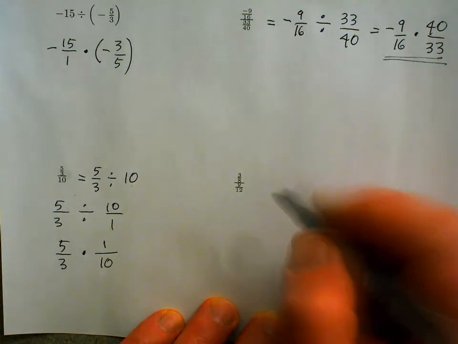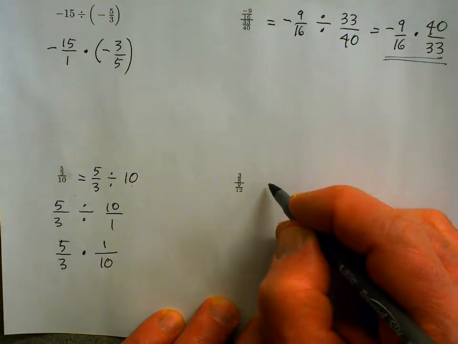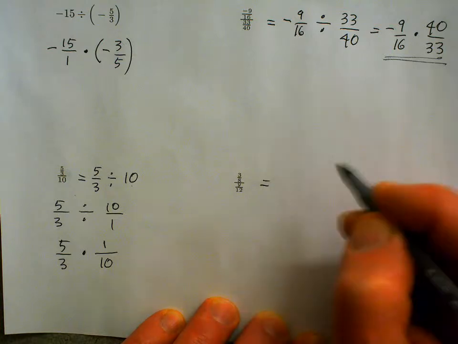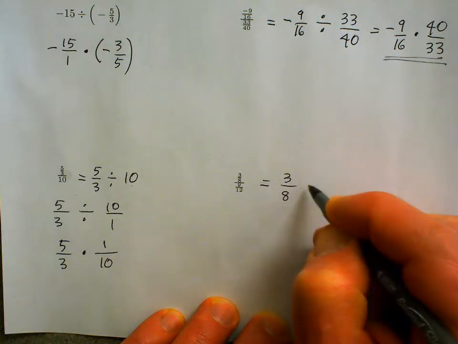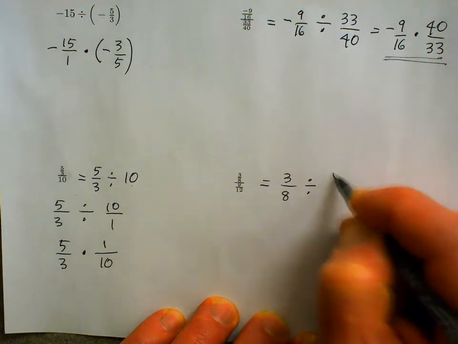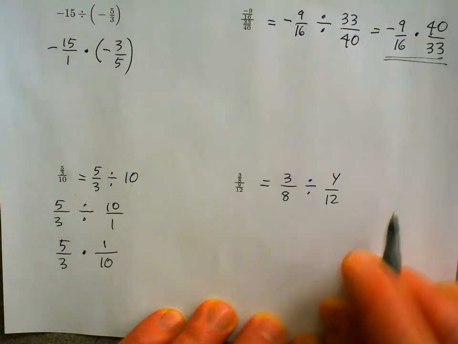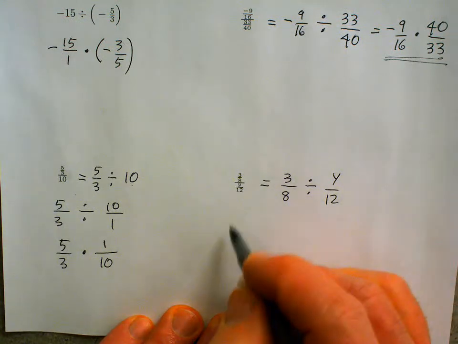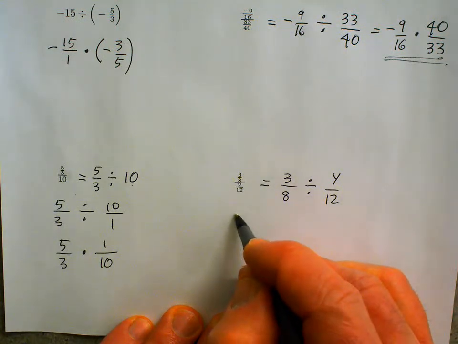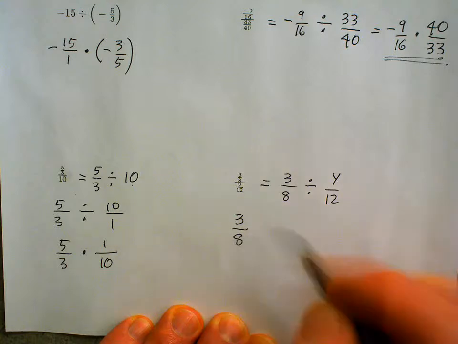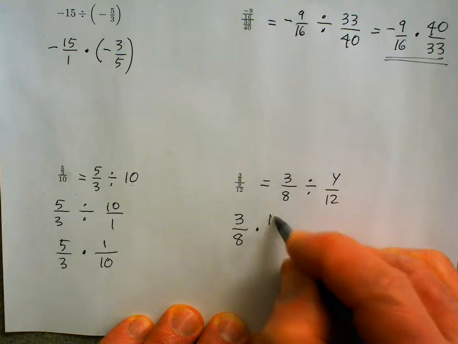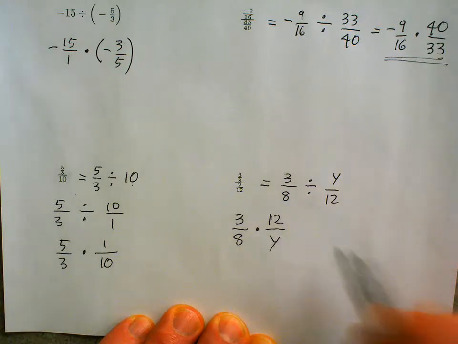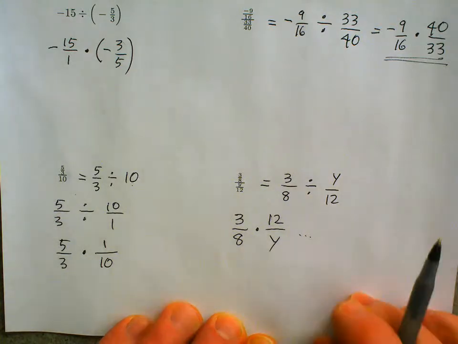Okay, the next one involves a variable. So 3/8 divided by y/12. And then convert it to multiplication. The fraction on the left stays the same, 3/8. And then multiplied by the reciprocal of y/12, which is 12/y. And so on.